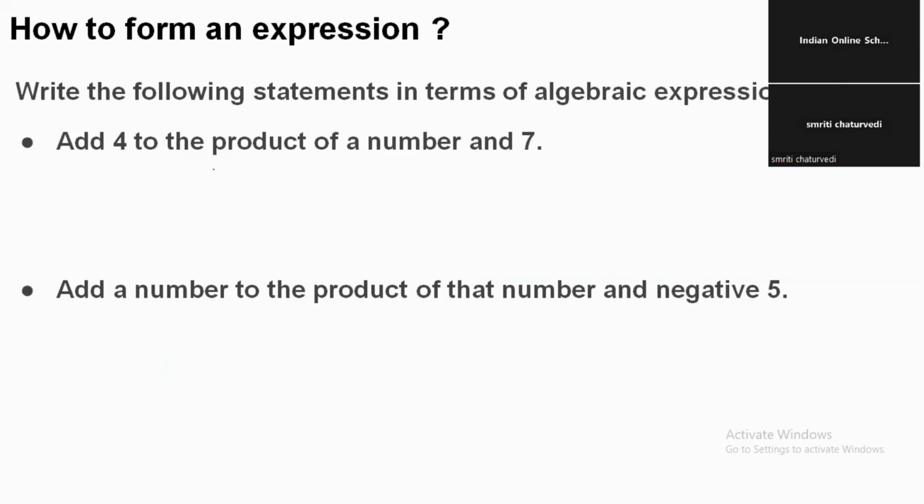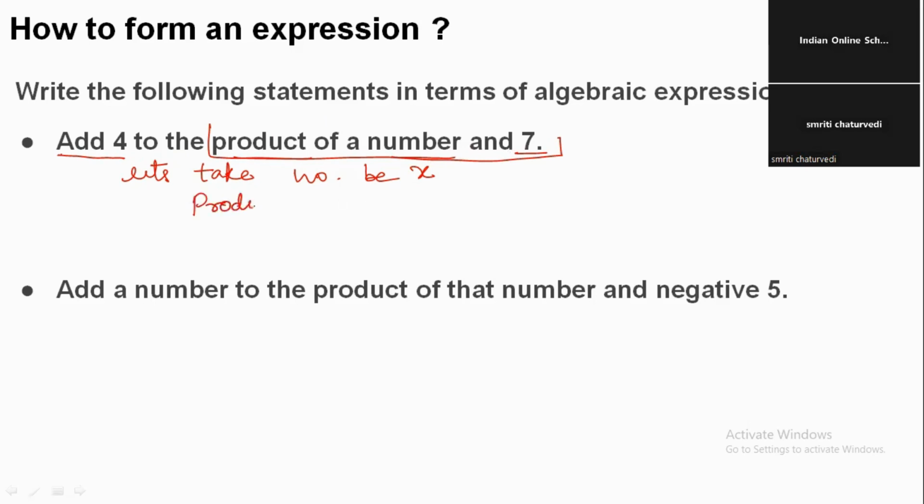Now, the question arises of how we can form an expression. For forming an expression, what do we need to do? Suppose one statement is given to us, like add 4 to the product of a number and 7. We don't know the number, so let's take that number to be x. The question is saying add 4 to the product of a number and 7. We will take this part first. What is the meaning of product? Product means multiplication. So the product of the number and 7 will be x times 7, that is 7x.